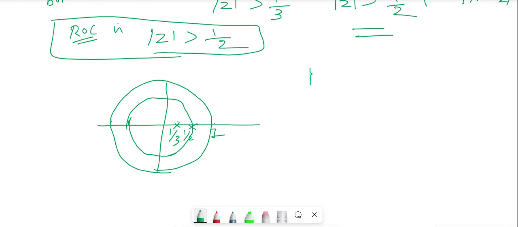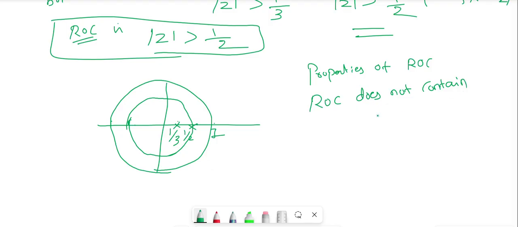Now if you list out the properties of ROC: the ROC does not contain any poles.